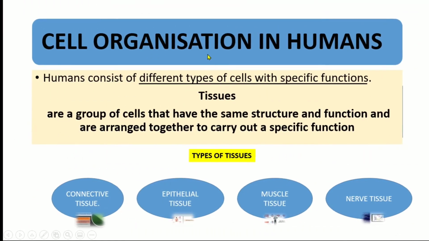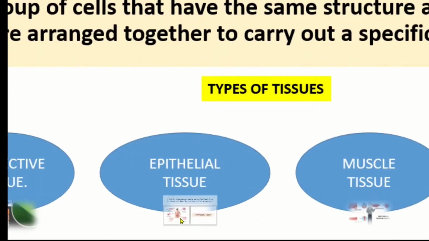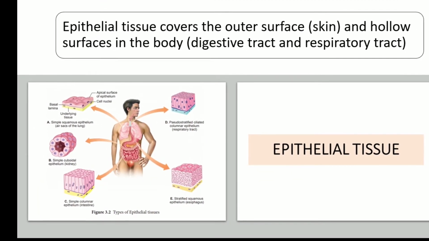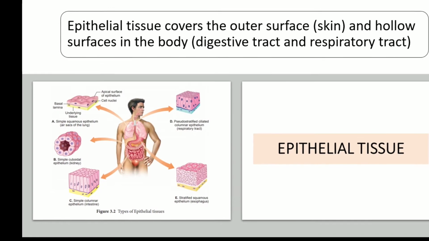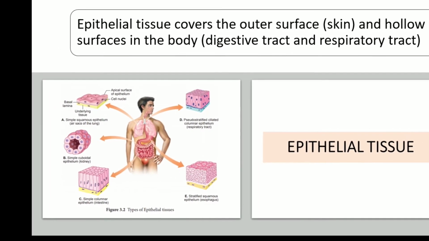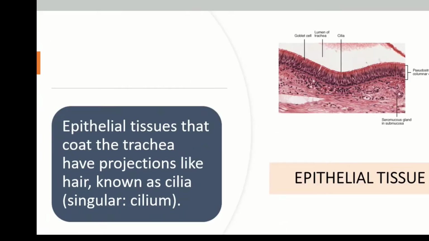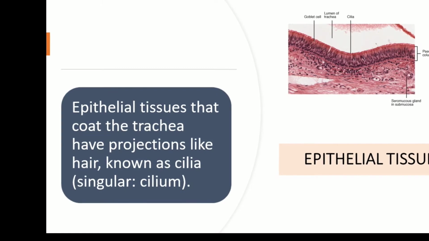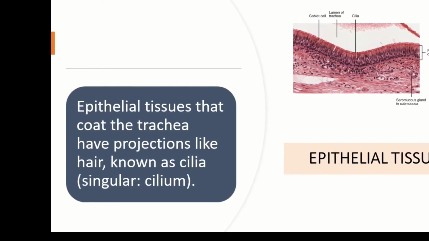Now let me continue with the epithelial tissue. Epithelial tissue is the tissue that covers the outer surface, which is the skin, and the hollow surfaces in the body, which consist of the digestive tract and respiratory tract. The epithelial tissue in the trachea has projections like hair known as cilia.